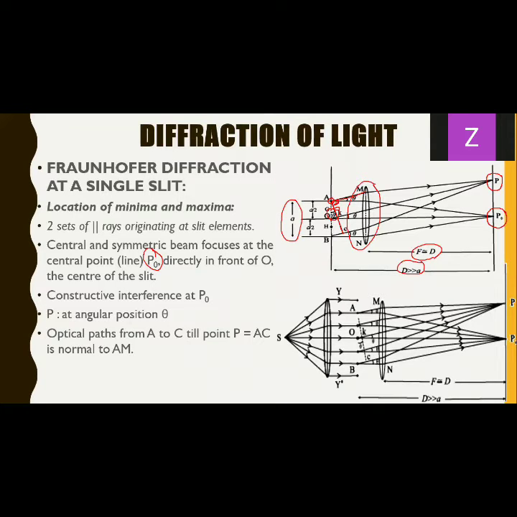Now what this basically represents is that there is no path difference or phase difference between these rays. No path difference means both of them reach at the same time. No phase difference, again they reach at the same time. So this is the part which we covered in the last lecture.